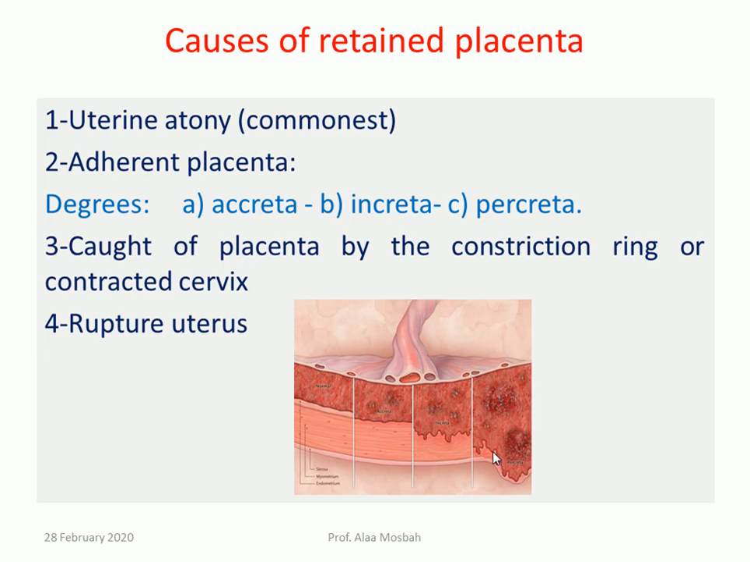Causes of retained placenta: four main causes. Uterine atony is the commonest one. Adherent or invading placenta like accreta, and trapping of the placenta by the constriction ring or contracted cervix. The placenta here is separated but cannot pass through the cervix to the vagina and outside because of constriction caused by the constriction ring, or by a contracted cervix. Or it may be due to ruptured uterus and escape of the placenta to the abdomen.